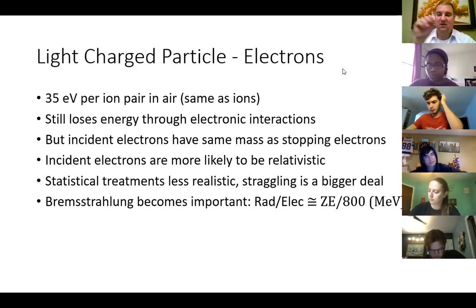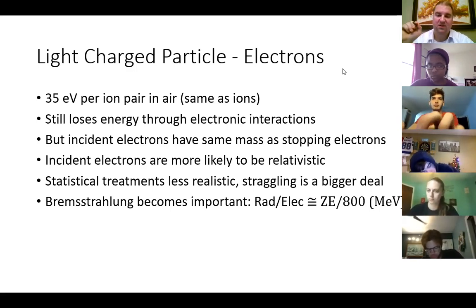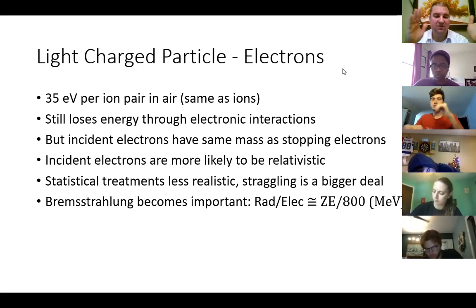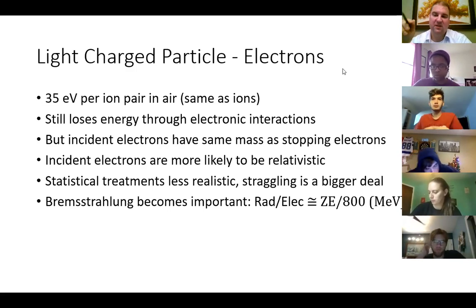How some electrons are going to have straighter paths as they move through, just depending on chance, and other electrons are going to bounce around more. So you can have very large variations between single electrons for how far they actually penetrate into matter. And because they're electrons, because they're light particles, they're still charged, this concept of Bremsstrahlung becomes much more important.